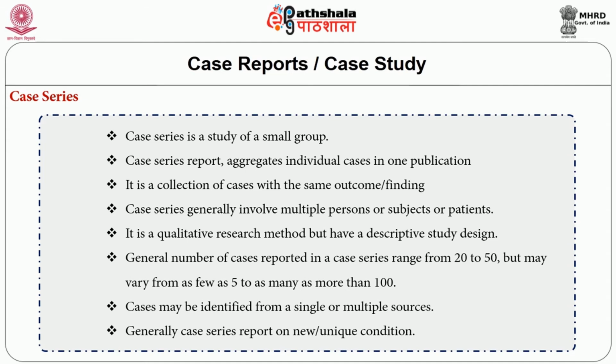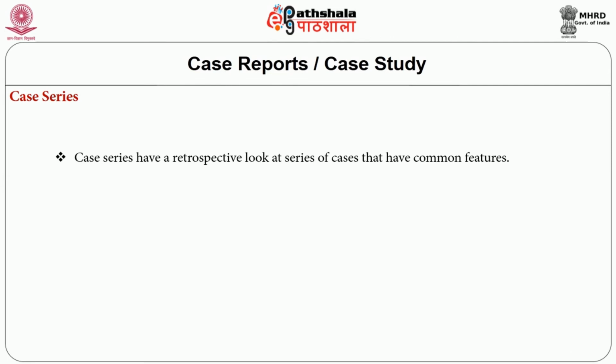The general number of cases reported in a case series ranges from 20 to 50 but may vary from as few as 5 to as many as more than 100. Cases may be identified from a single or multiple sources. Generally, case series report on a new or unique condition. Case series have a retrospective look at a series of cases that have common features.